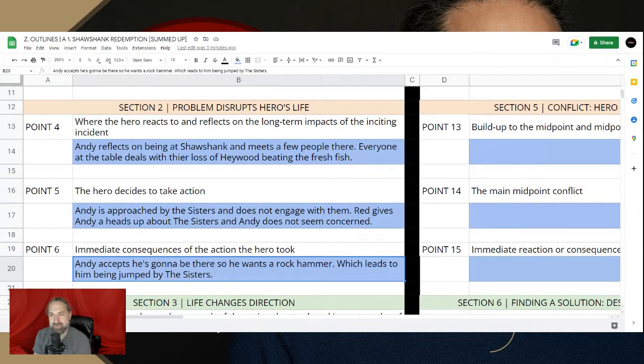What's your deal? Blank, blank, blank. All right. And also we had this other plot point, the subplot that the sisters want Andy.